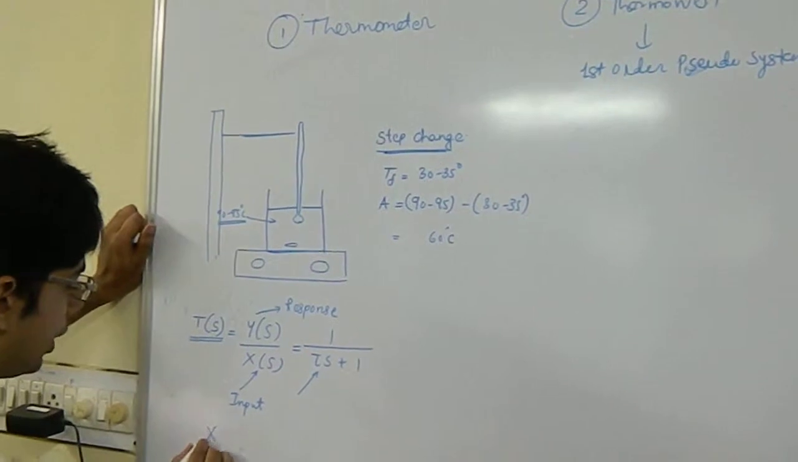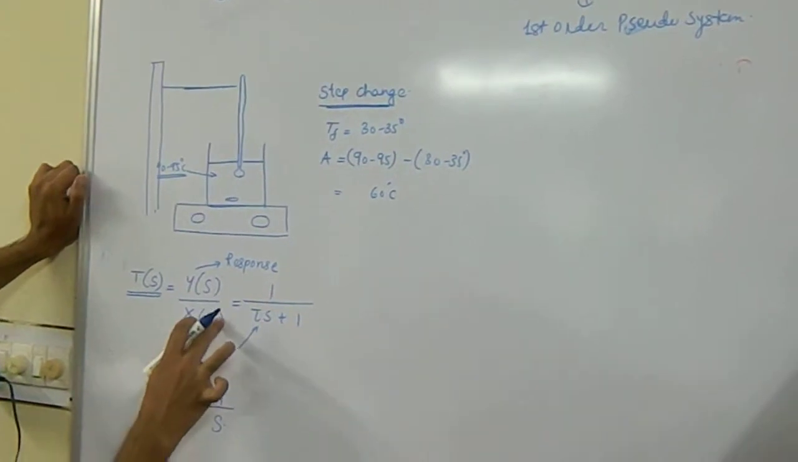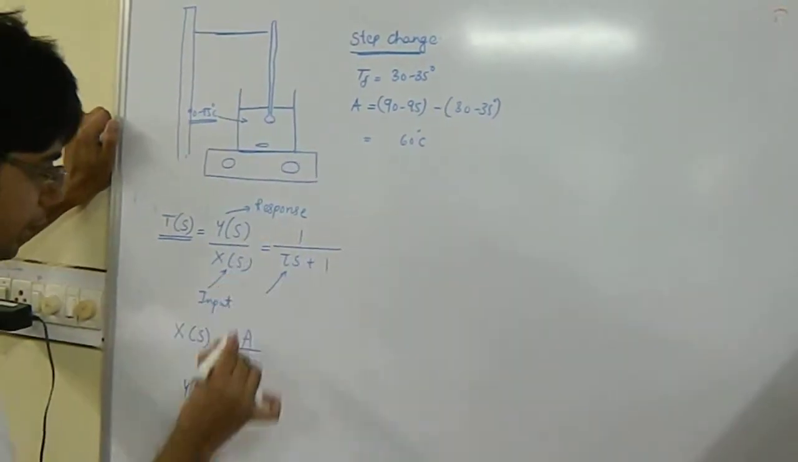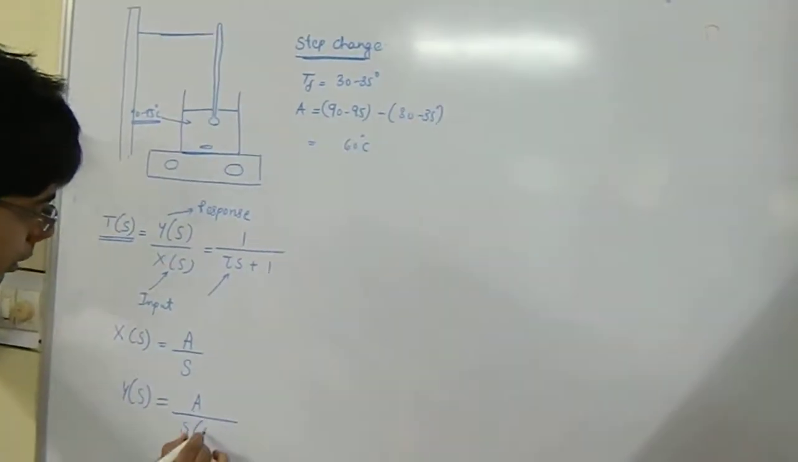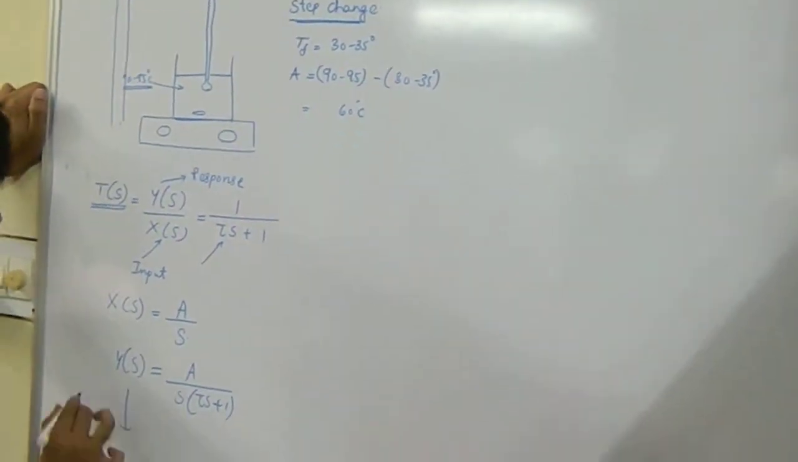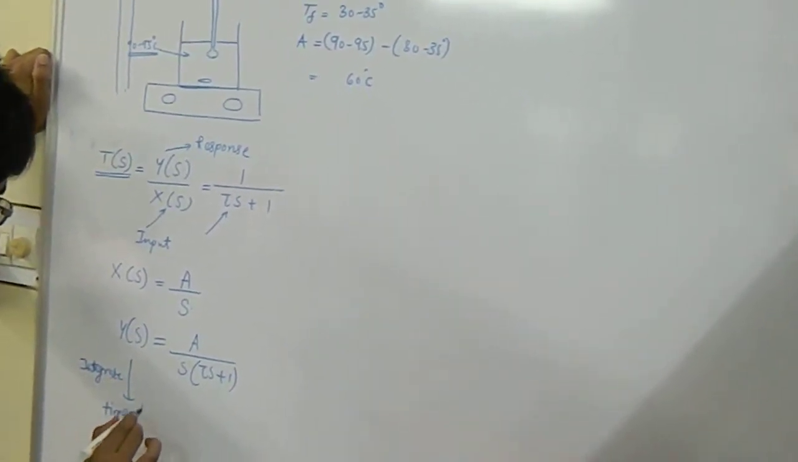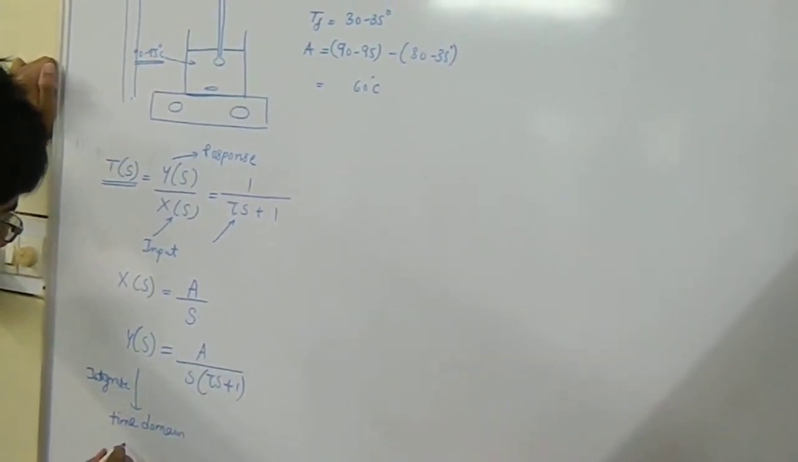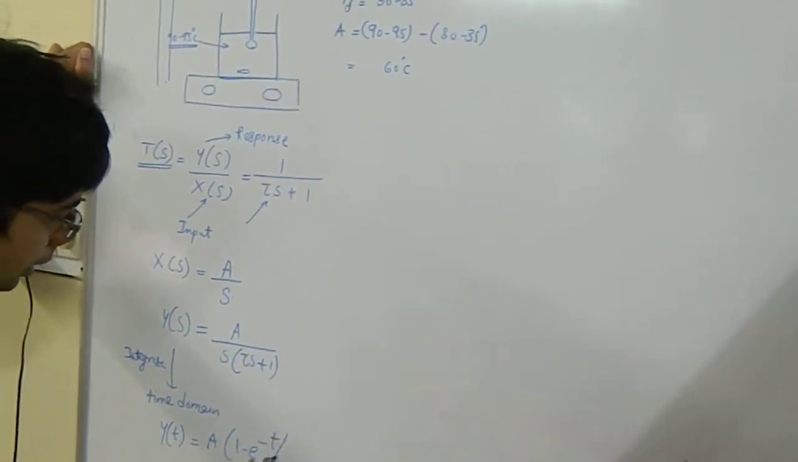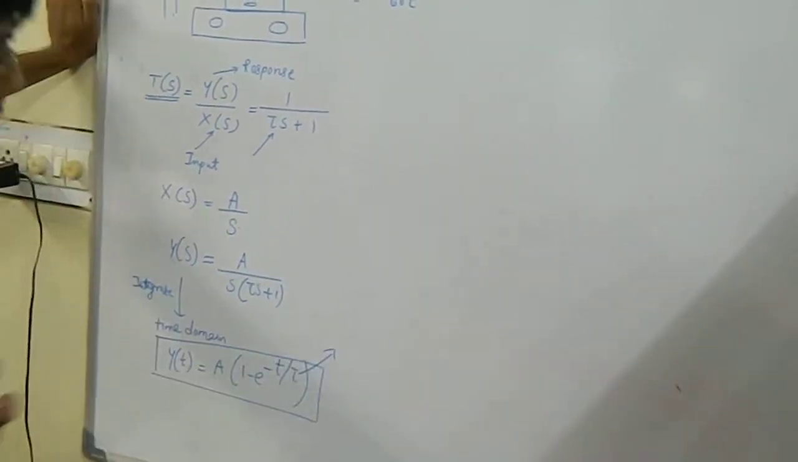X of s in our case is the step change, which is A by s. When you put A by s over here, Y of s, which is the response in the Laplace domain, will become A upon s into tau s plus 1. After integrating, we convert this into the time domain. So after you do so, you get this type of a response: Y of t is equal to A into 1 minus e raised to minus t by tau, where tau is the time constant, which is the only unknown in this equation.